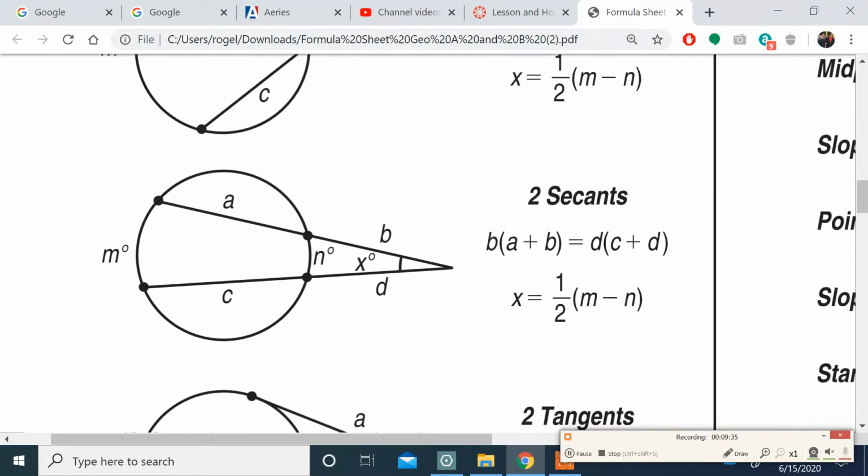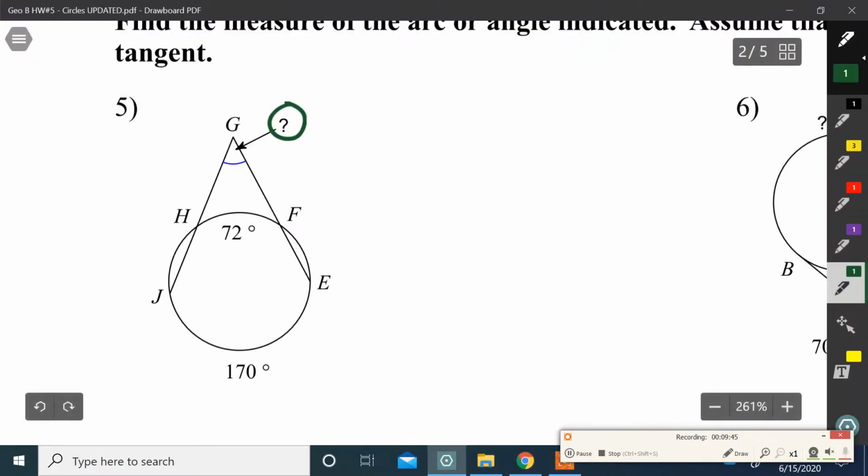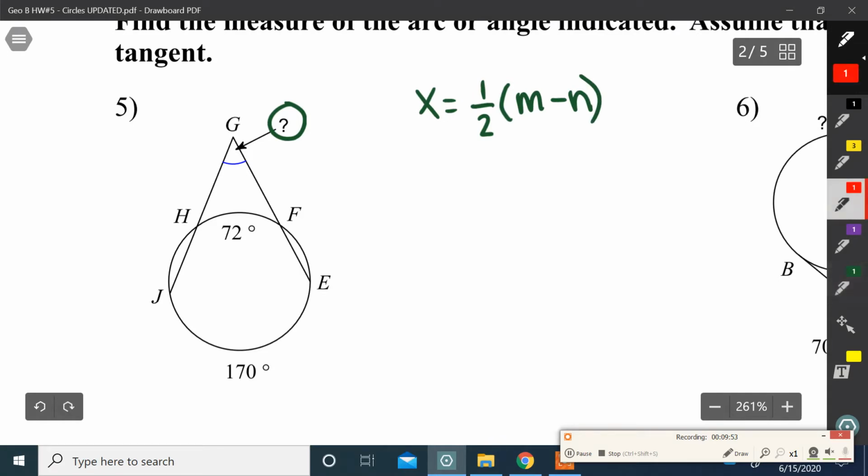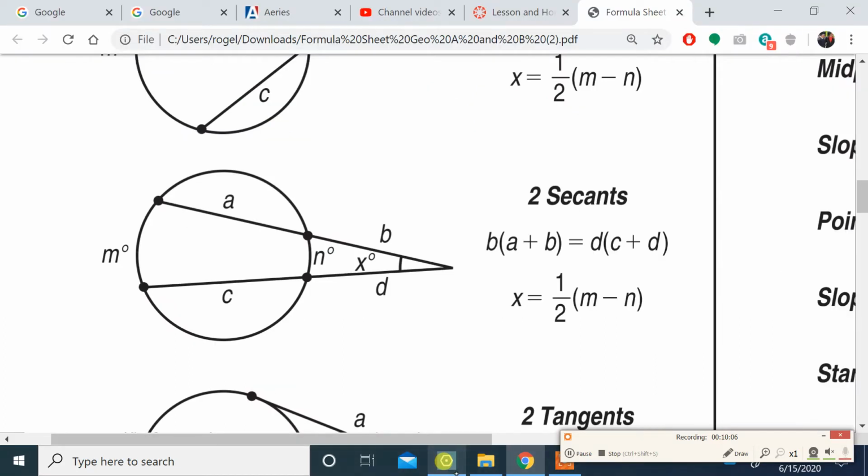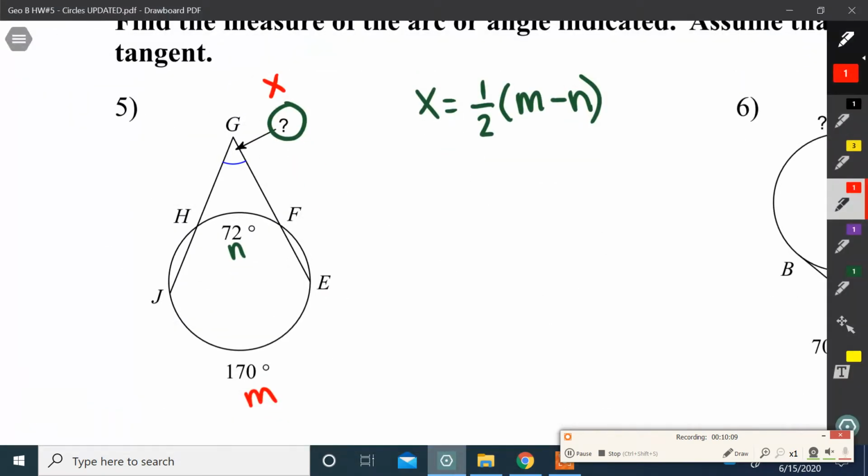Okay, I feel like those two are 2 secants, and then our formula is given to us right there. So our formula is the following: x is equal to half of m minus n. After you start doing this so much, you start memorizing them, you know that this is for x, this is my m, and this is my n. Let me verify that really quick. So the m is outside, the n is inside. Okay, very good. The x is a question mark.